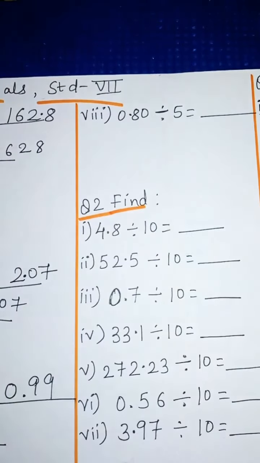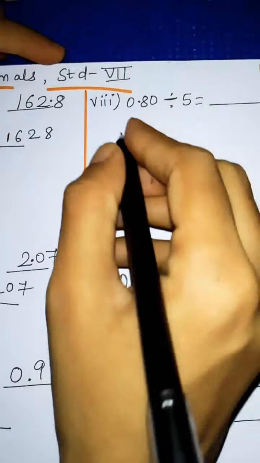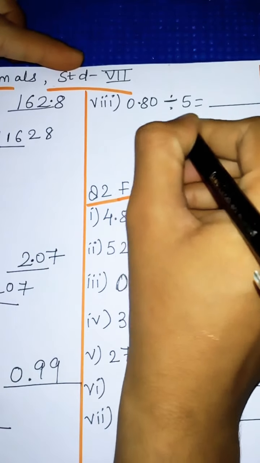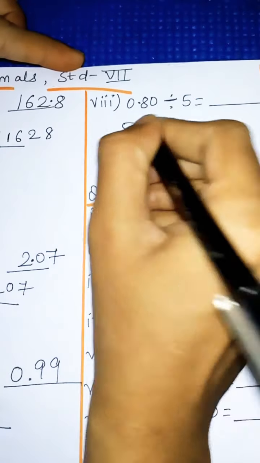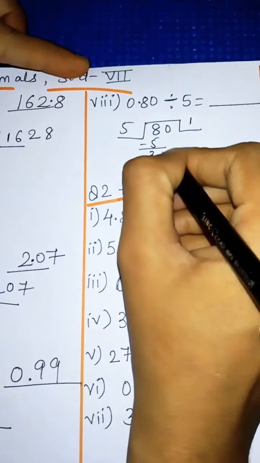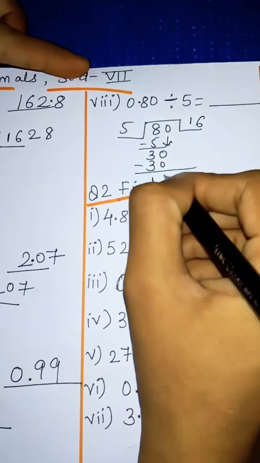So this is our 8th sum. We will see the 8th sum. 0.80 divided by 5. So 80 we will divide by 5. So 5 ones are 5. 8 minus 5 is 3. This 0 we will bring down. Now 5 6s are 30. 30 minus 30 is 0.